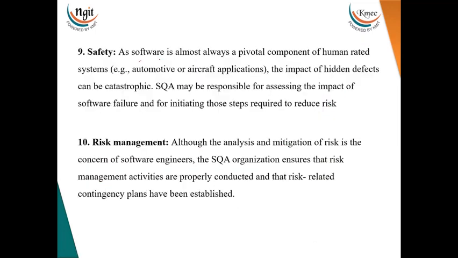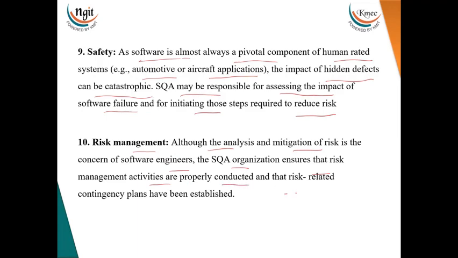Next is safety. As software is almost always a pivotal component of human-rated systems like automotive or aircraft applications, the impact of hidden defects can be catastrophic. So SQA may be responsible for assessing the impact of software failure and for initiating those steps required to reduce the risk. And next is risk management. Although the analysis and mitigation of risk is the concern of software engineers, the SQA organization ensures that risk management activities are properly conducted and that the risk-related contingency plans have been established.